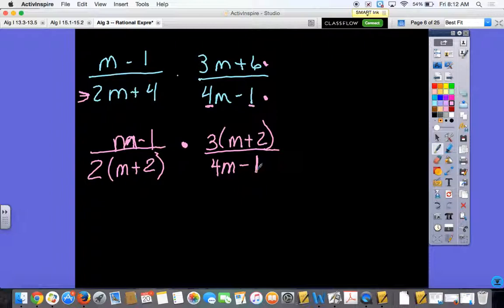So now it's time for the fun stuff. Find your match. I have m plus 2. Remember, those are glued together. You have to do the whole thing or none of it. But the whole thing reduced, so we're good.